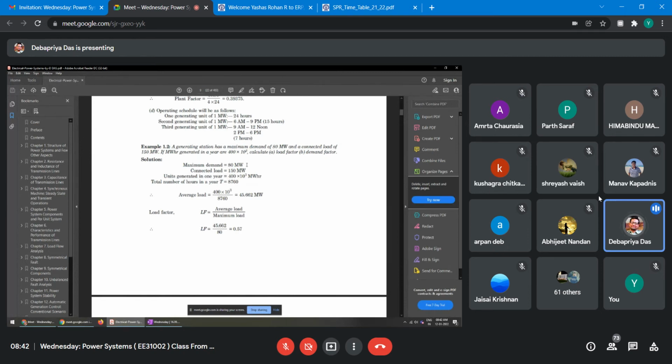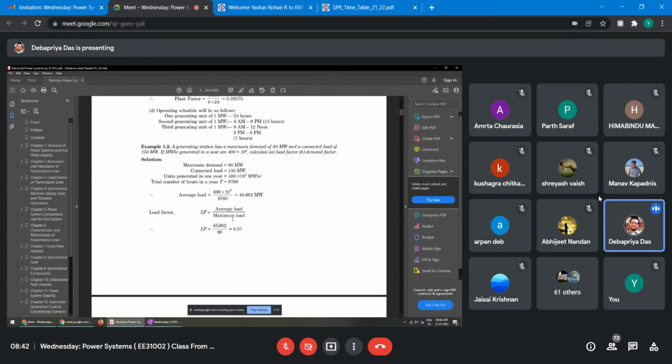So the maximum demand is given as 80 megawatt and the connected load is 150 megawatt. And the units generated in a year, the annual generation, is 400 into 10 to the power 3 megawatt hour. The total number of hours in a year is 8760. Therefore, average load will be 400 into 10 to the power 3 divided by 8760. So 45.662 megawatt, right? Hope these calculations are correct, except one or two places. You just press the calculator, right? And load factor will be average load by maximum load. The average load is this much, and the maximum is given here, 80 megawatt.